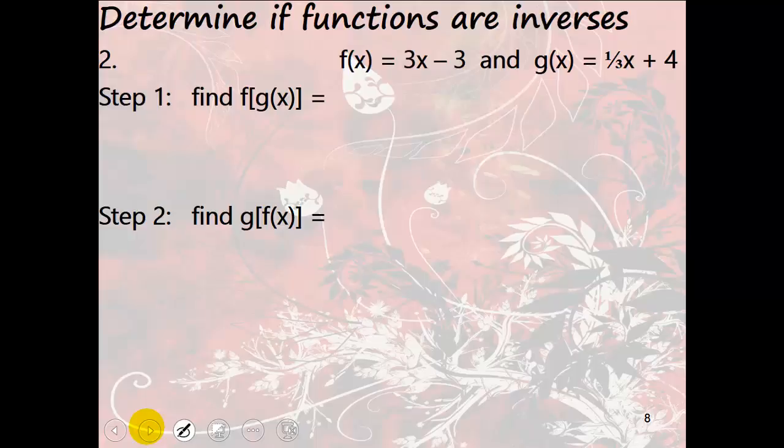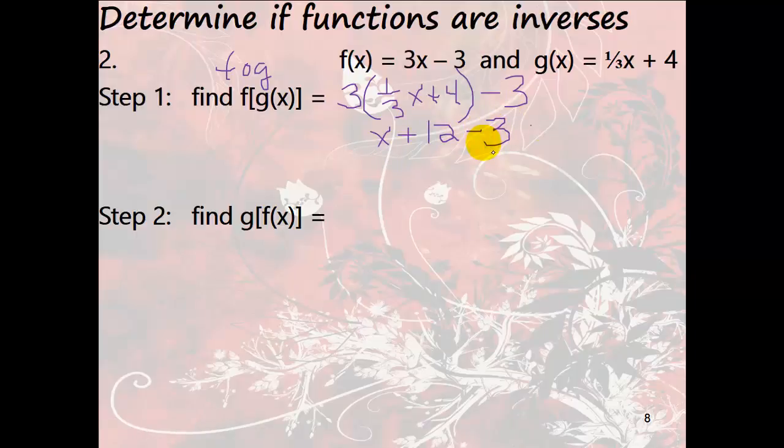All right, so I'm going to find f of g. This is f of g, right? So I'm going to plug g into f. So I have 3 from f, and then I hit an x. So I'm going to plug in 1/3 x plus 4 minus 3. Now I'm going to simplify. I get x plus 12 minus 3, and that gives me x plus 9. It didn't equal x, so you know these aren't going to be inverses.